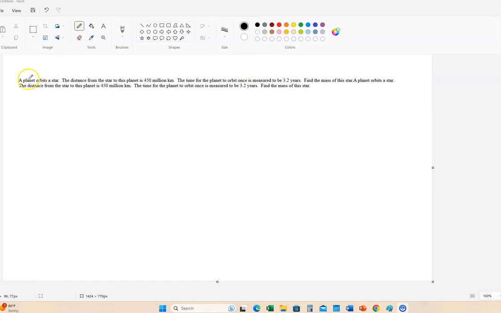All right, here's an example problem. We have a planet that's in orbit around a star. This has nothing to do with our solar system. This is just some planet around some star. The distance from the star to the planet is 450 million kilometers. That's an important number.